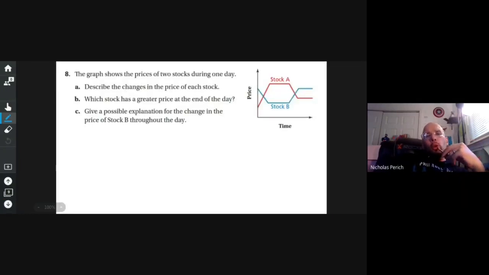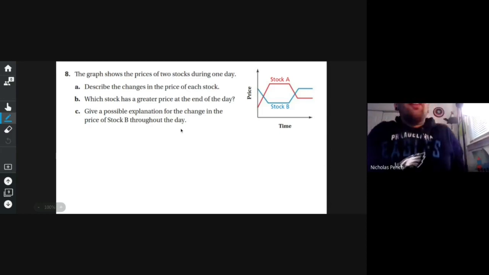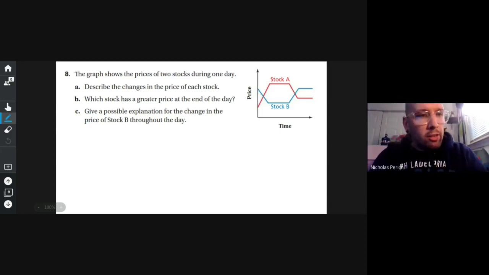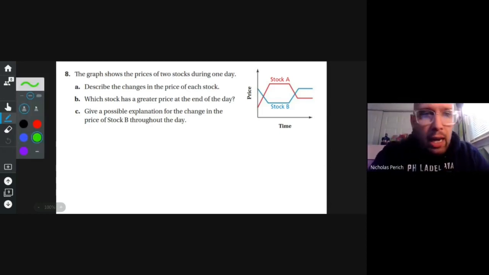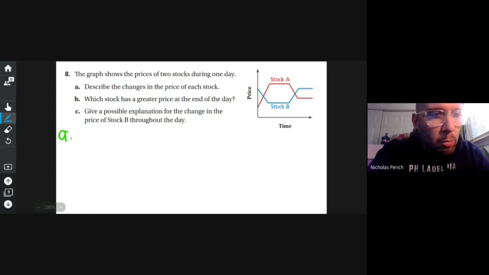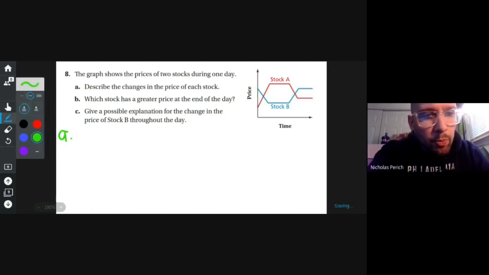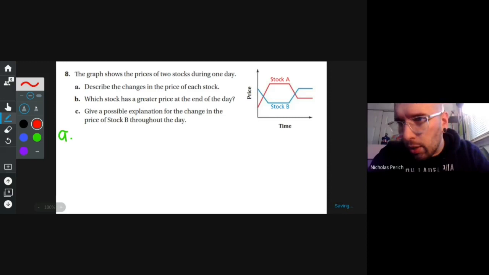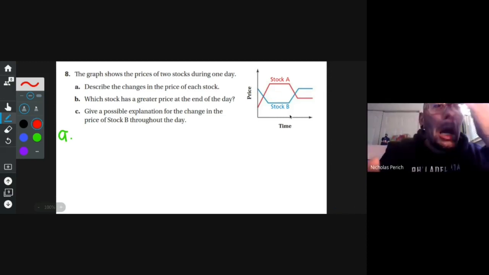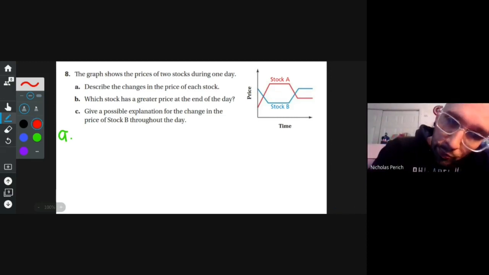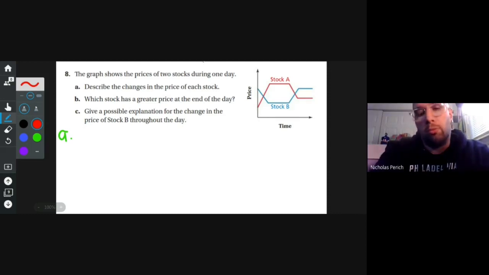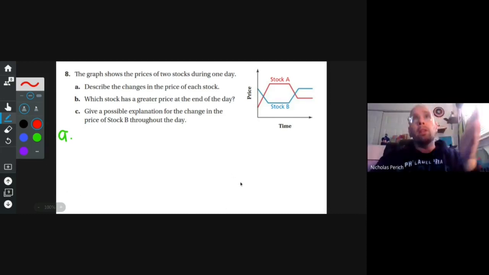The graph shows the prices of 2 stocks during one day. Describe the changes in the price of each stock. Ooh, I remember these. Let's get a red pen for stock A. So A will be, that's supposed to be a red pen. Okay, so let's be lazy here. At least let me describe it and then be lazy.